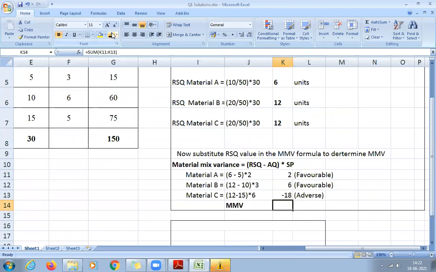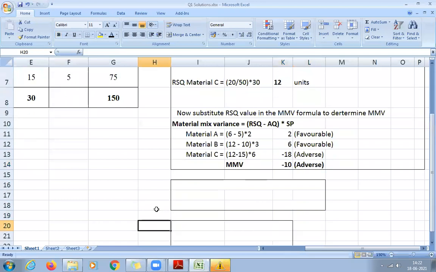Minus 10. That is adverse. So material mix variance is minus 10. Understood how to calculate material mix variance?